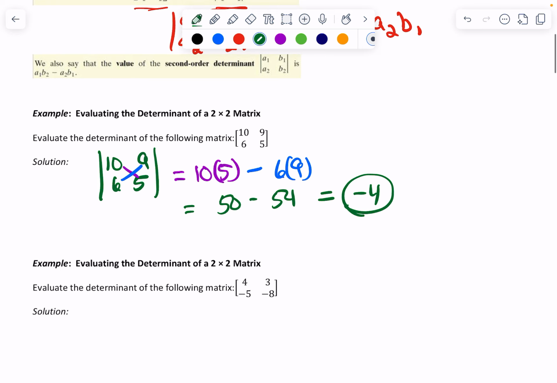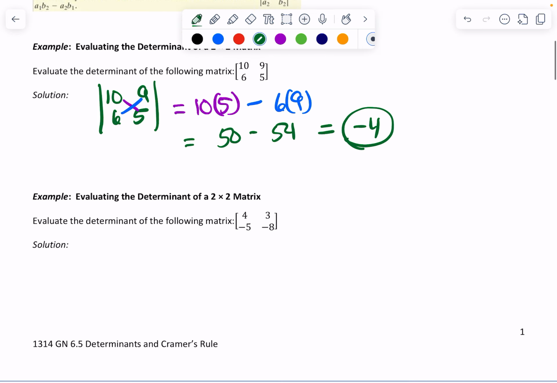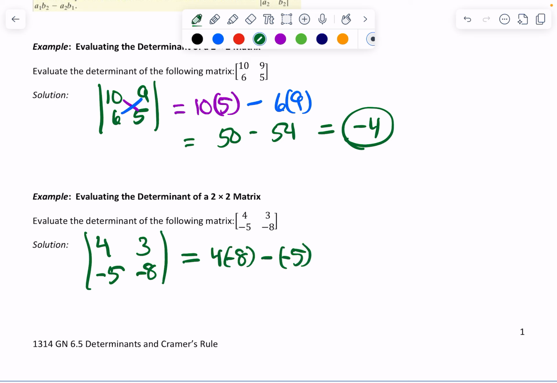Okay, let's look at another one. We have 4, 3, negative 5, and negative 8, and we're evaluating it. So it's 4 times negative 8 minus negative 5 times 3. So we get negative 32 plus 15, and that is negative 17.